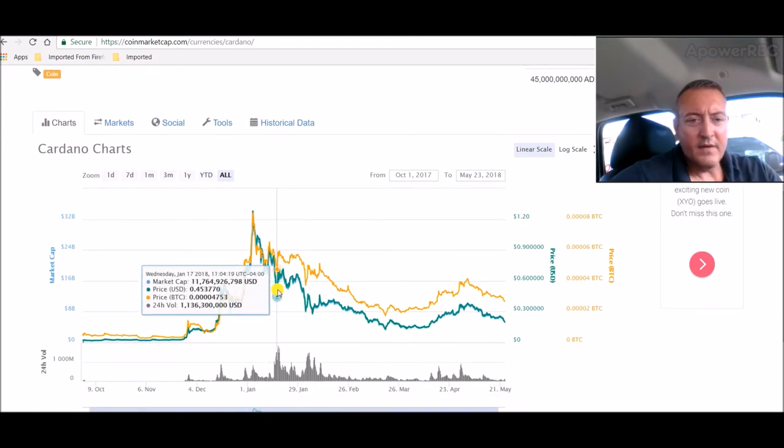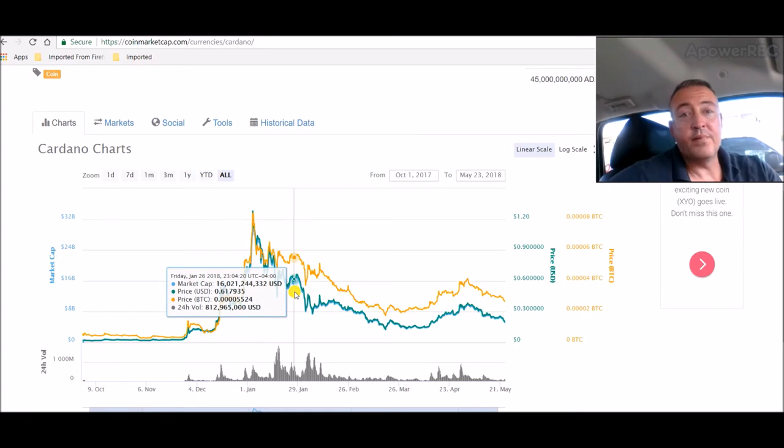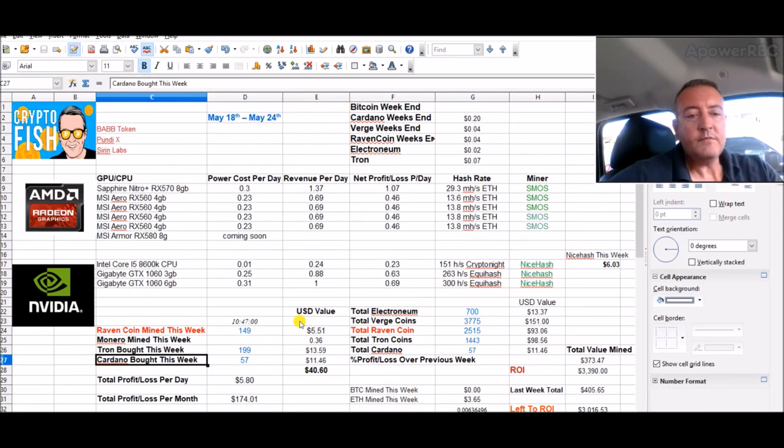Cardano could easily, I think, at the current price of 20 cents, could easily triple. So that's why I bought the Cardano, and I'm hoping I'm right.